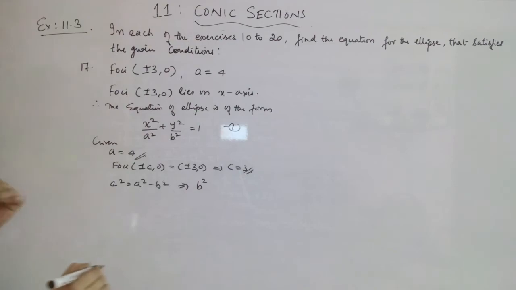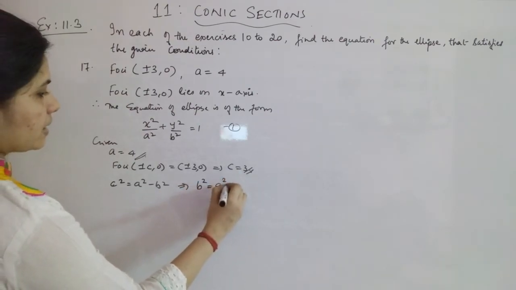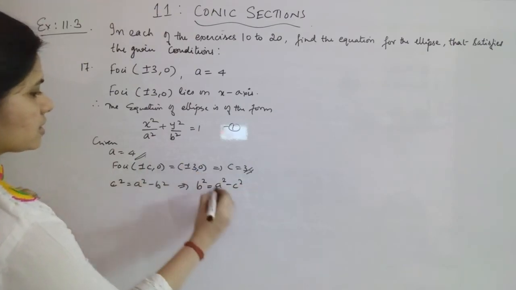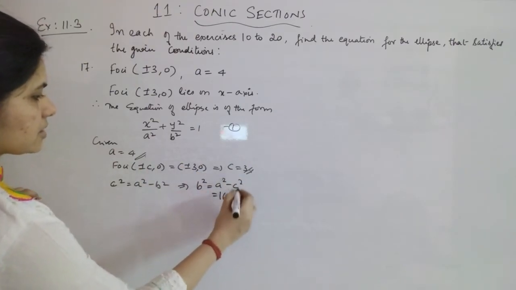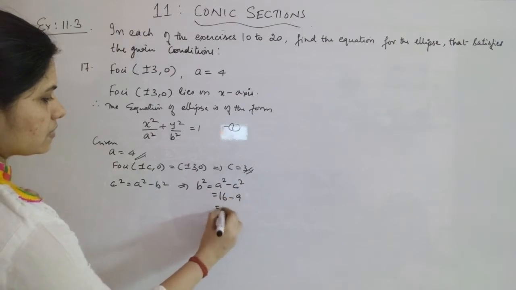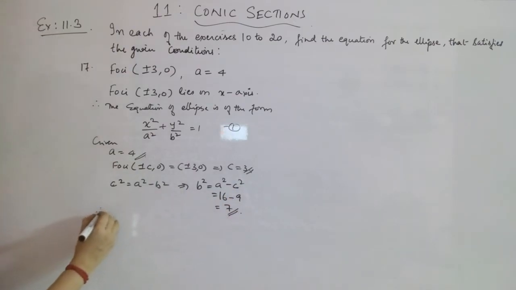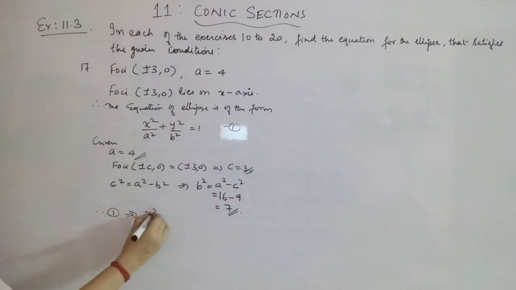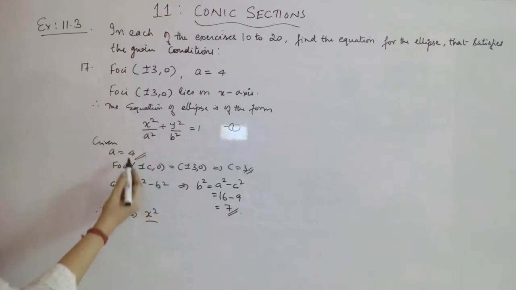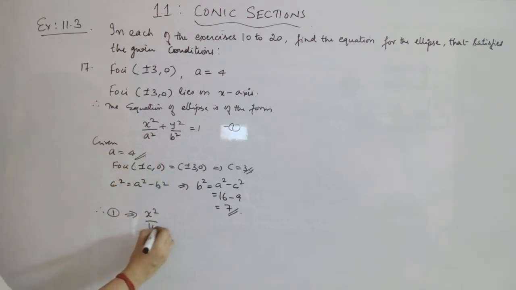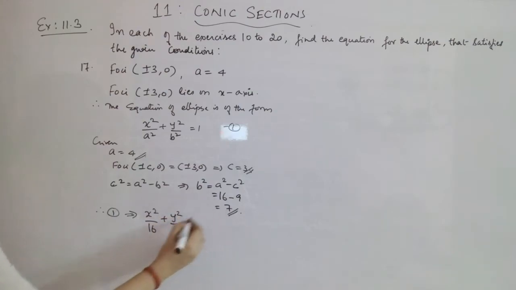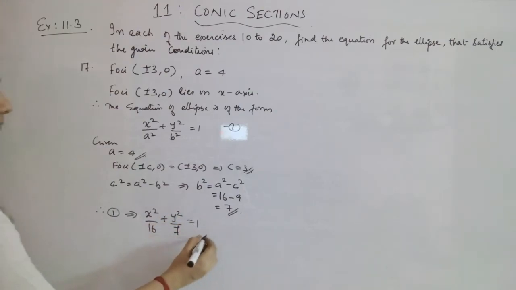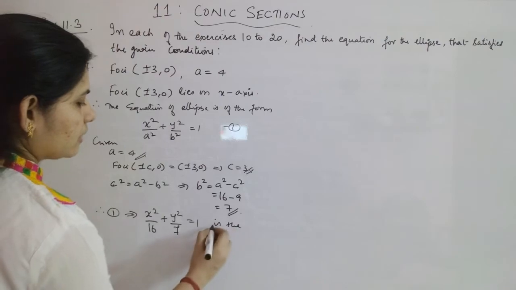What you need to find out? B. So b square is equal to a square minus c square. A square is 16 minus c square is 9, so that you are getting b square to be 7. Therefore the equation will be x square by a square, 4 square is 16, plus y square by b square 7 equal to 1, which is the required equation.